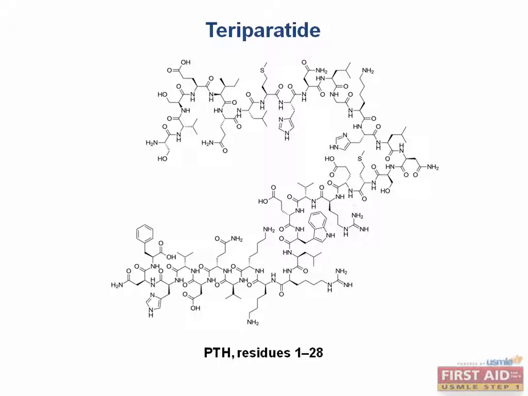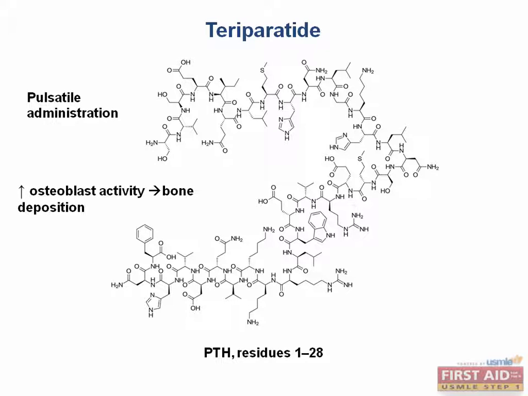Well, it's given in a pulsatile fashion once daily subcutaneously. While continuous PTH causes bone to melt away like we see in hyperparathyroidism, instead this administration actually increases osteoblastic activity and boosts bone density. So what's it used for? Well, usually osteoporosis to increase bone anabolism.